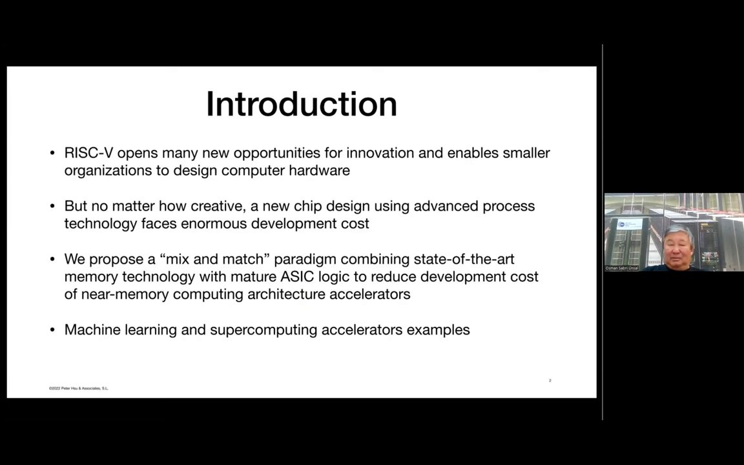Although RISC-V is free and open, designing a new chip using advanced semiconductor process is very expensive. What we propose is a mix and match paradigm where we combine the state-of-the-art memory technology with a more mature ASIC logic process to reduce the development costs for near memory computing architecture. And this talk is going to be about why that's a good idea, how it could be done. I'll present two examples, a machine learning example and a supercomputing example later on.